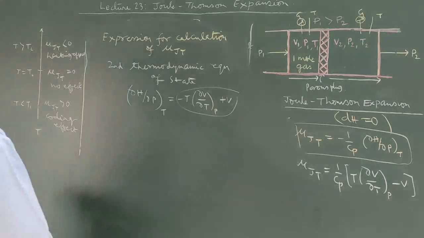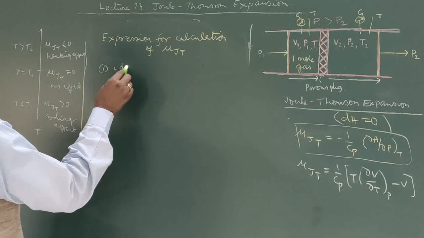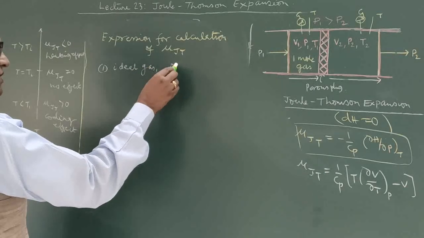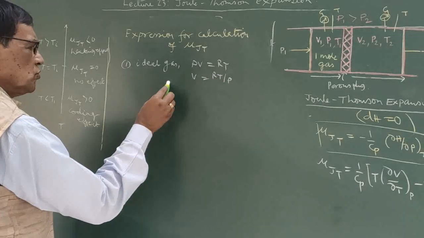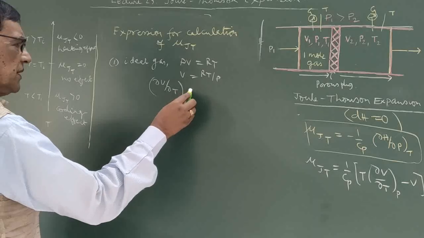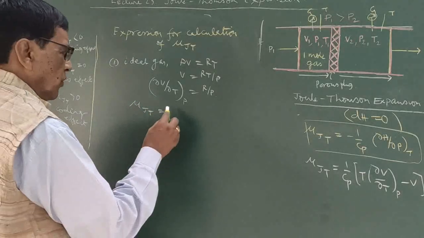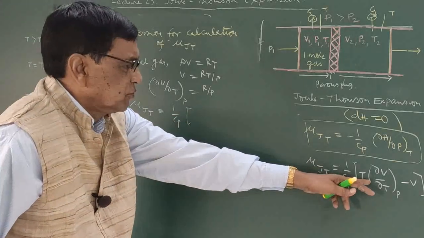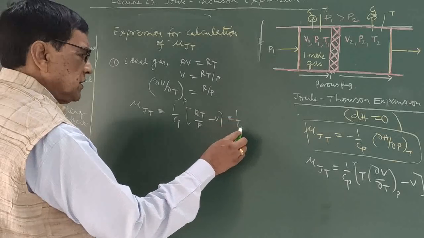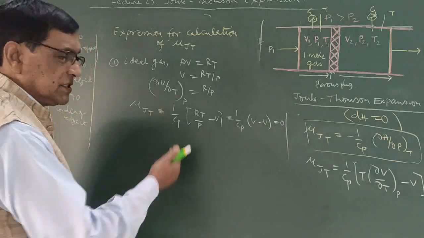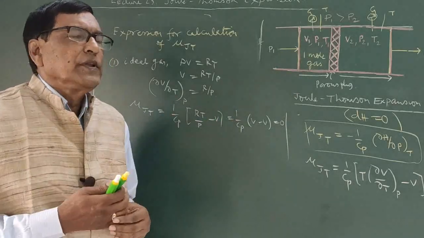Let us see what happens for the ideal gas. The ideal gas obeys the equation PV equals RT for 1 mole of gas, and so V equals RT by P. So del V by del T at constant pressure equals R by P. If we put that here, then mu J equals 1 by Cp, and T multiplied by R by P, that is RT by P, minus V, equals 1 by Cp times V minus V, which equals 0. So in this case also I have shown mu J equals 0 for the ideal gas, meaning an ideal gas will suffer no Joule-Thomson effect.